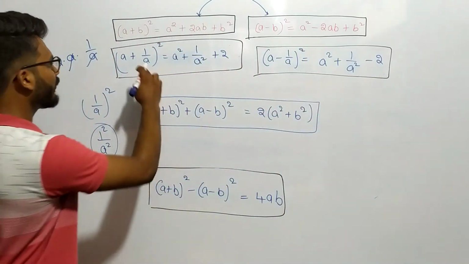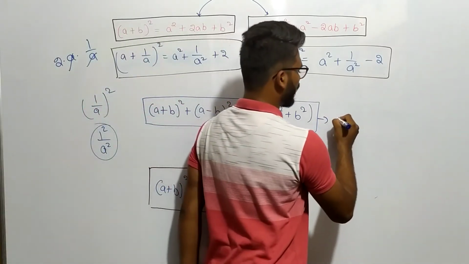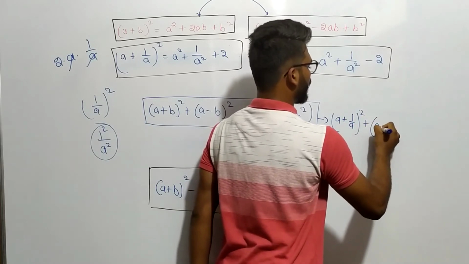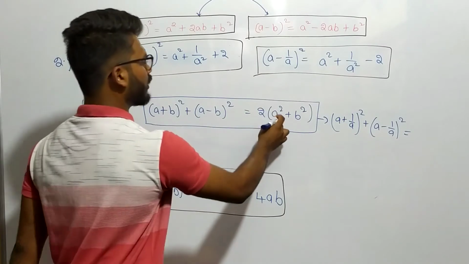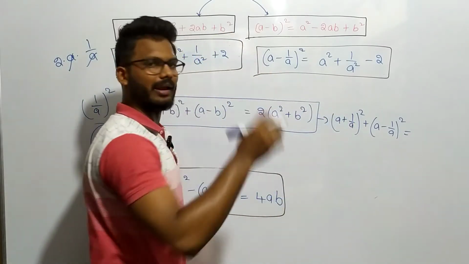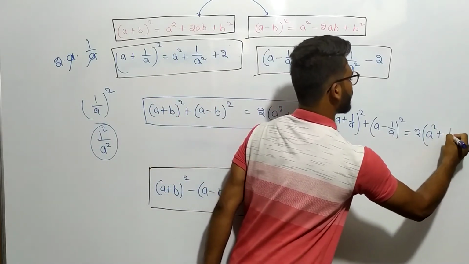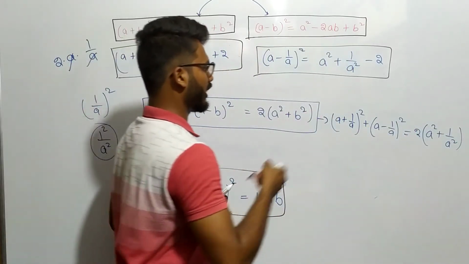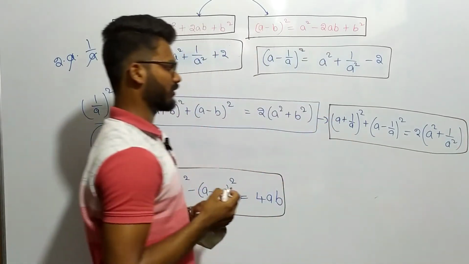In the same way, if we add these two, what will we get? a plus 1 by a whole square plus a minus 1 by a whole square will be equal to 2 into a square plus b square. So in the place of b, what do you have? 1 by a. So 2 into a square plus 1 by a square. This is the formula for a plus 1 by a whole square plus a minus 1 by a whole square.